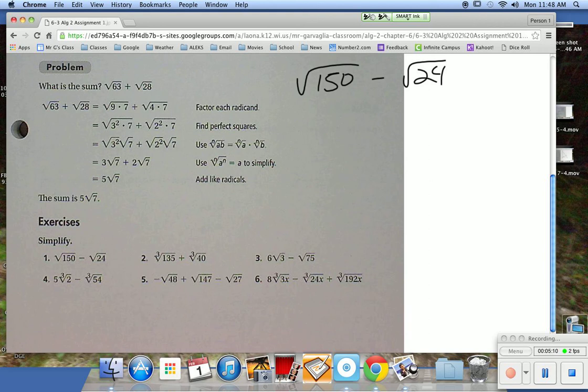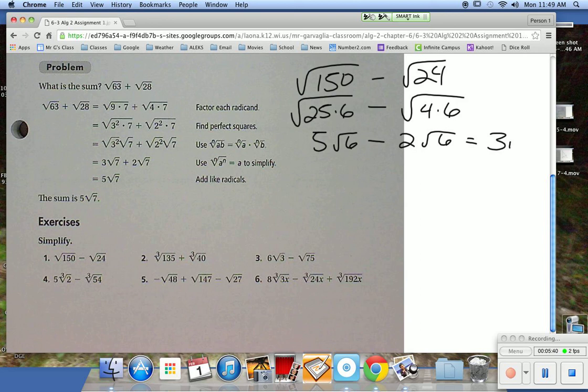So if I change this one here to 4 times 6, what would I divide into this one, 150? Not the 4. How about the 6? 6 goes into that 25 times. 25 times 6. See how I figured that out? The square root of 25 is 5. So 5 square root of 6 minus 2 square root of 6 equals 3 square root of 6. Not too difficult? Got it.